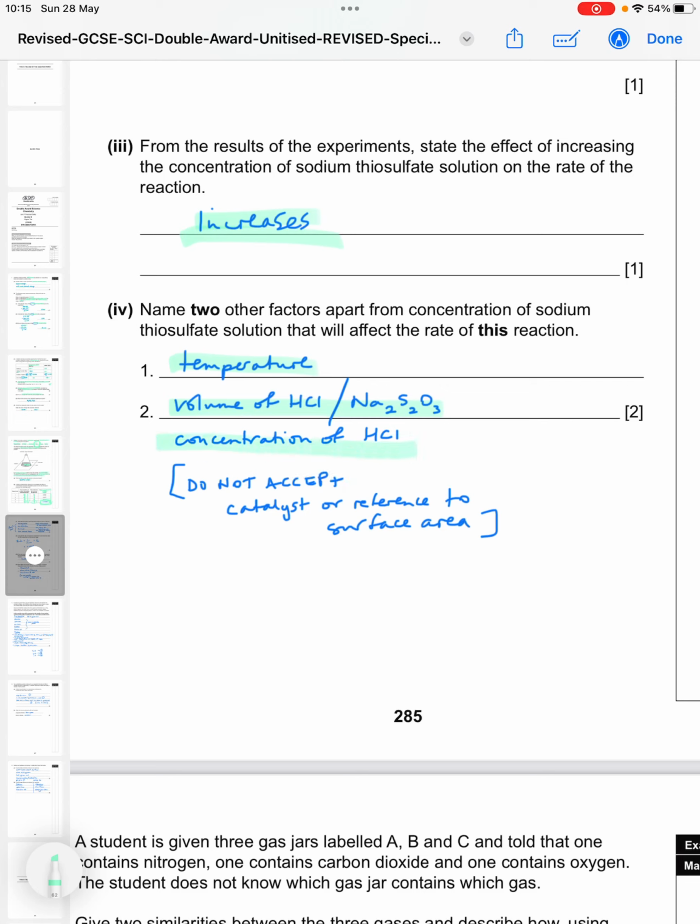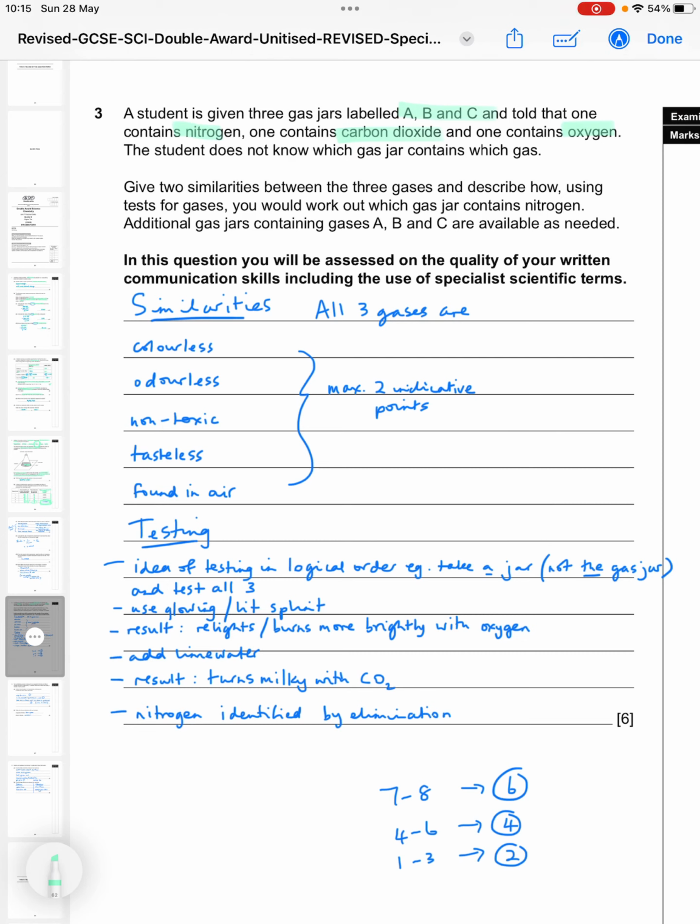Now, a student is given 3 gas jars labelled A, B and C and told that one contains nitrogen, one contains carbon dioxide and one contains oxygen. The student does not know which gas jar contains which gas. So give 2 similarities between the 3 gases and describe how, using tests for gases, you would work out which jar contains the nitrogen. Additional jars containing A, B and C are available as needed. It's one of these quality of written communication answers, so you need to make sure that you're writing in a logical, sequential fashion with use of specialist scientific terms.